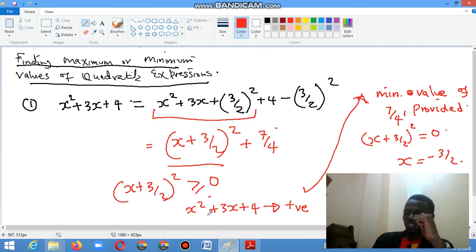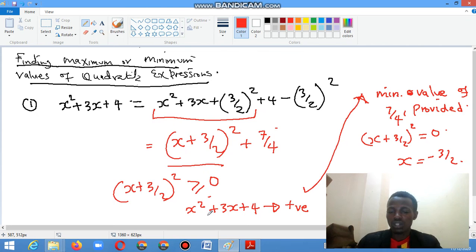And that's it. This is the knowledge we use when we are looking for the minimum value of quadratic expressions. In the next video, we are going to see how you can get the maximum value of a quadratic expression as well. To give you a hint, we use the same approach of completing squares to compute the maximum value of a quadratic expression.